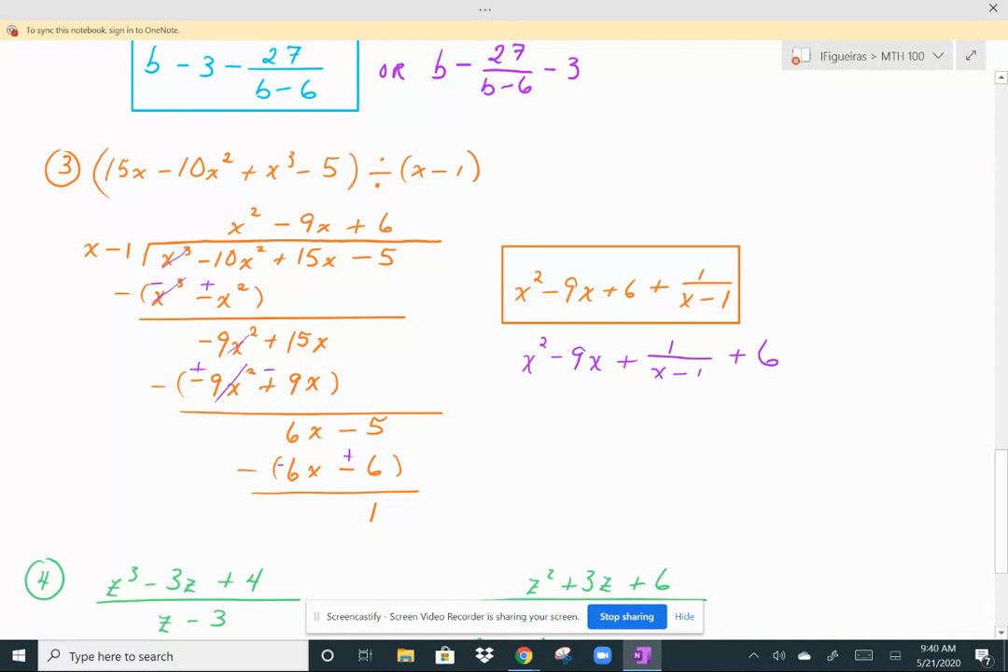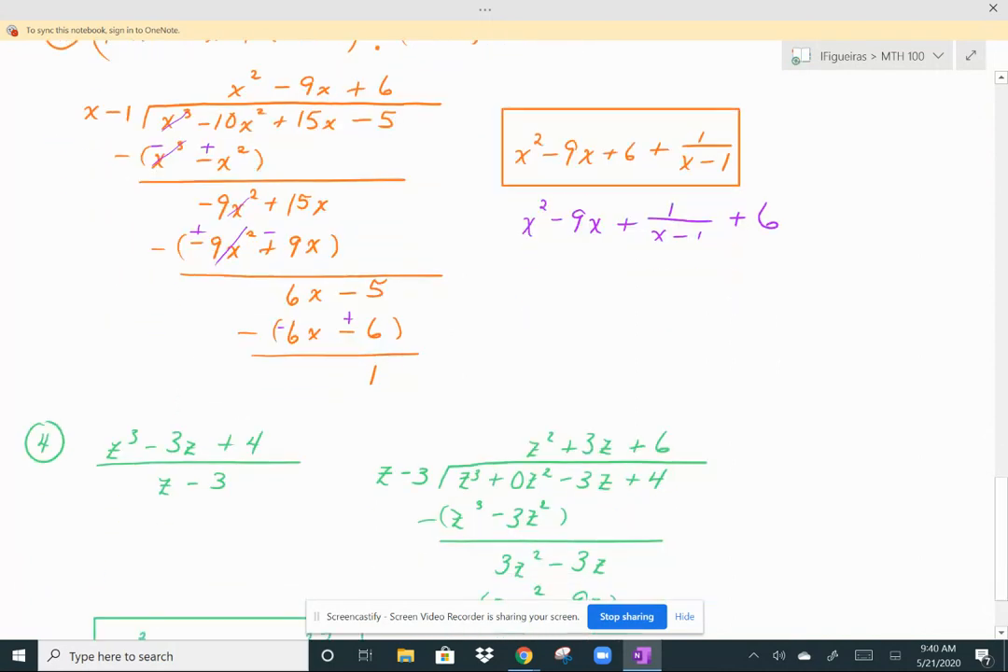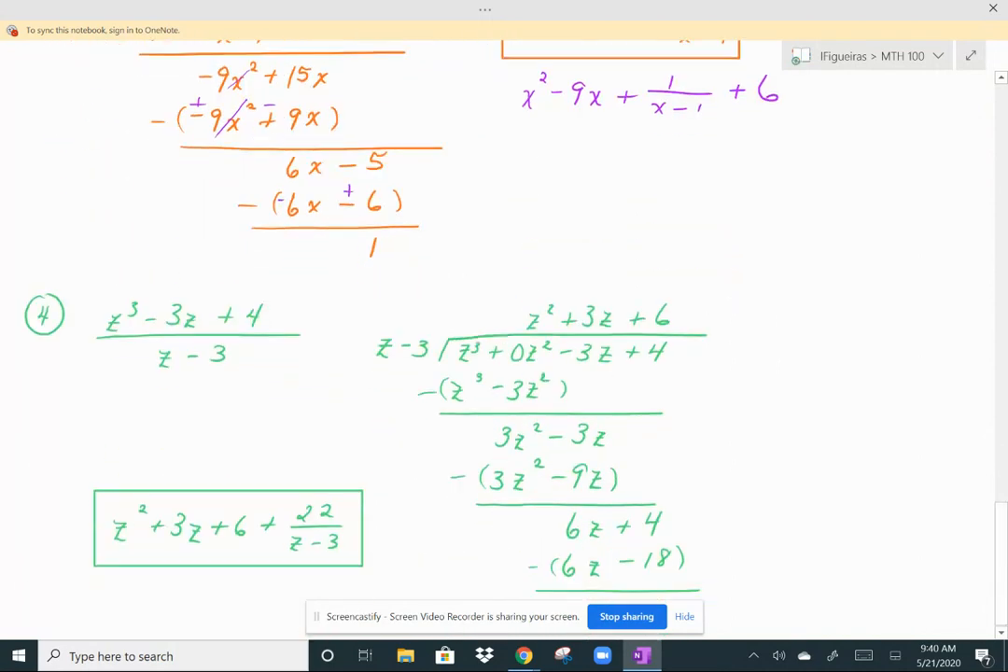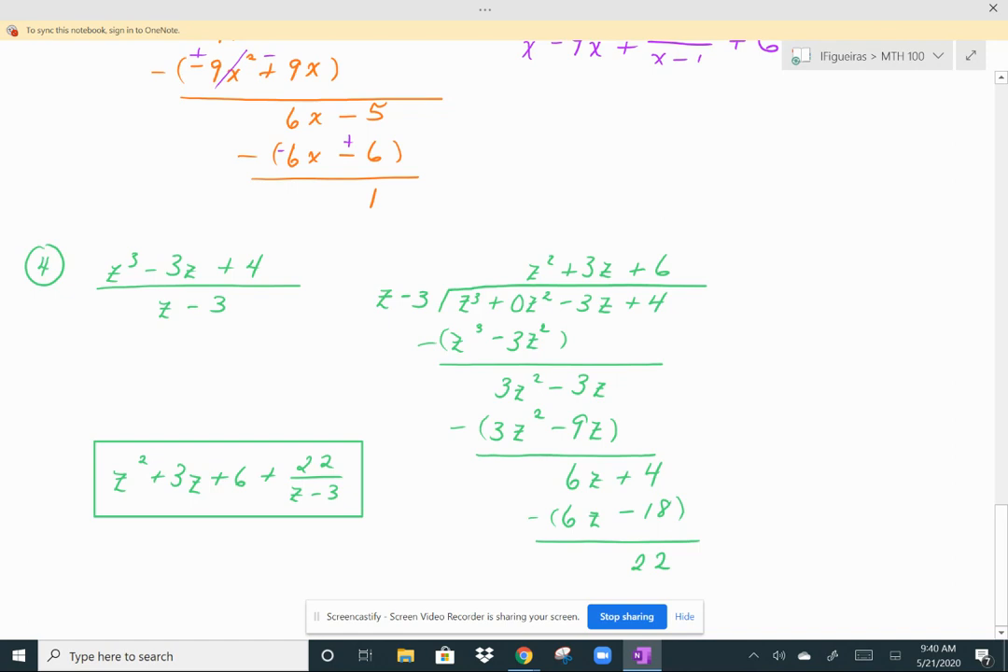Okay, let's go on. Here's number 4. So the initial problem is presented in a slightly different way. So again, I'm using this bar as my division symbol. But again, it's still a long division problem because my denominator is a binomial. So I write it here as a long division problem.